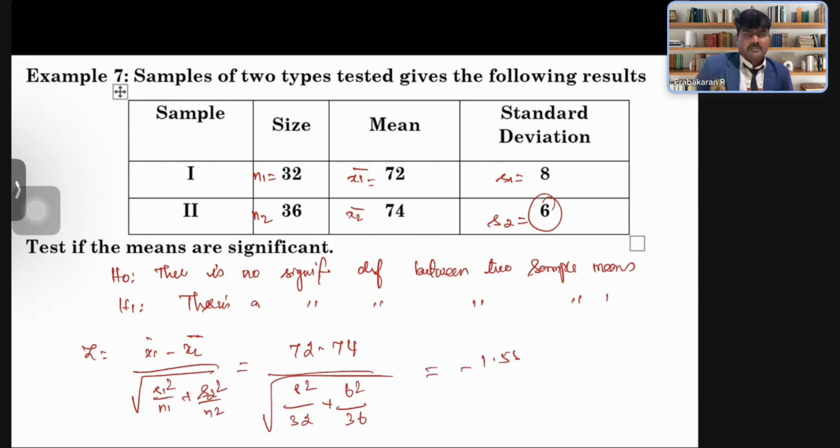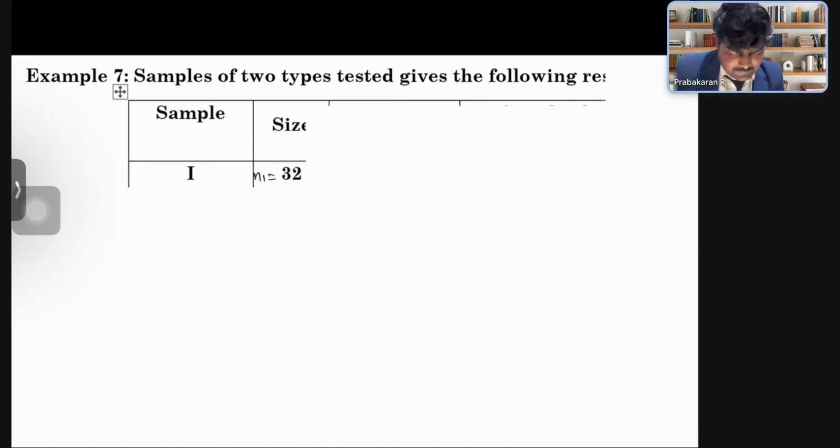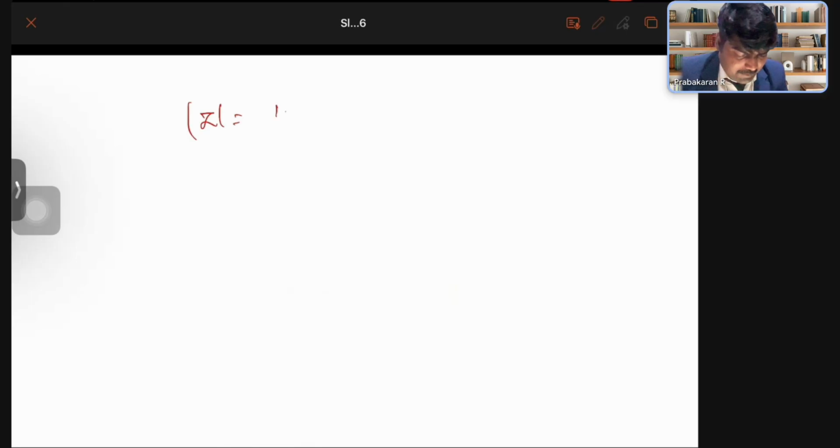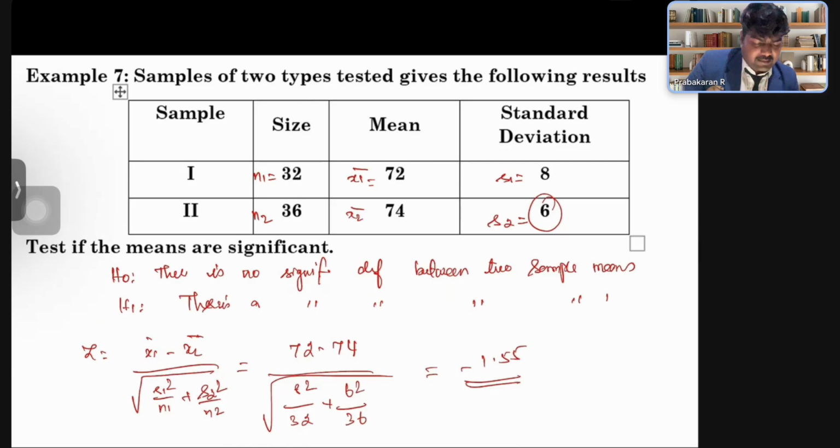One thing you have to remember: when you go for the conclusion, we have to compare with the absolute value. This will become 1.55. Now we can go for the table value, 0.05. Since in this problem we are checking in general whether the two sample means are significantly different or not, it's a two tail test.